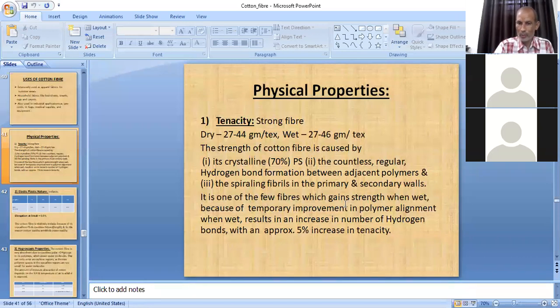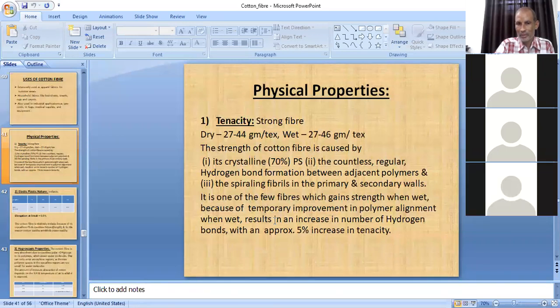So this point is very important. Many times asked in the examination, why the cotton fibers gains strength. This is due to temporary improvement in polymer alignment when wet. Because when it is wet, it is absorbing water molecules into the amorphous regions, and the fibers which are arranged in amorphous regions randomly, they get aligned. Some of the fibers, some of the polymers get aligned. And when they get aligned, hydrogen bonds are formed. When the hydrogen bonds are formed, tenacity is increased.